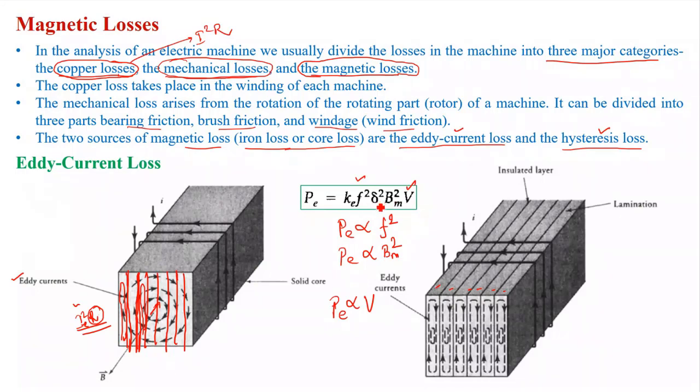And delta is your thickness of the lamination. So P is also directly proportional to delta square. So now combining these four things, it is found the expression P equals K F square delta square BM square V, and K is the constant of proportionality which depends upon the constructional structure of the material, or on the material itself, the quality, the characteristic of the material, constructional feature and the magnetic characteristic of the material.